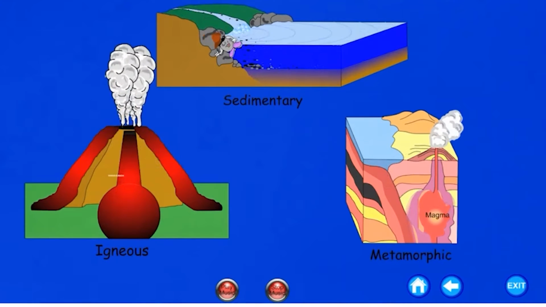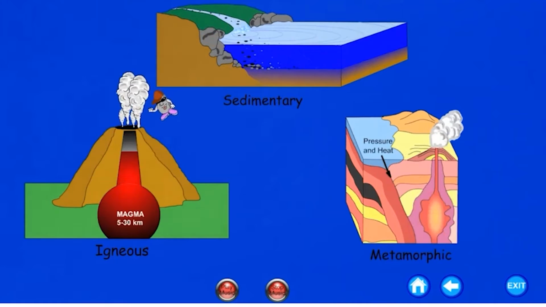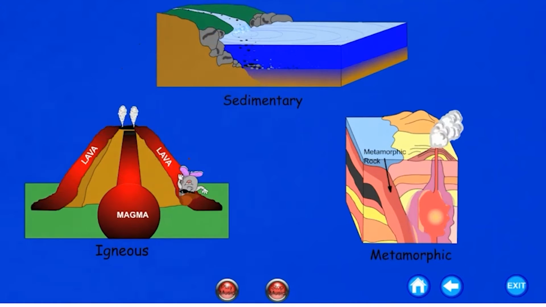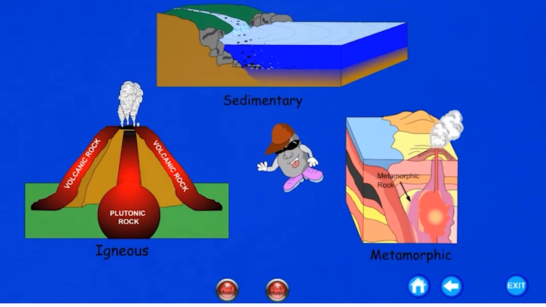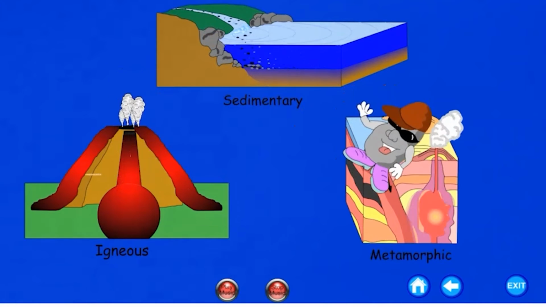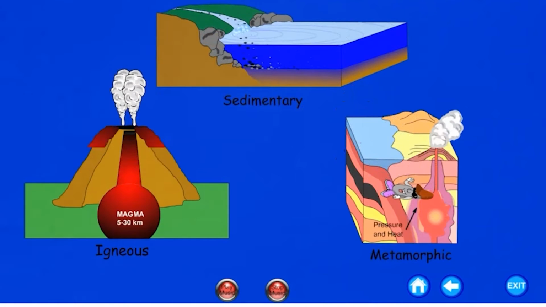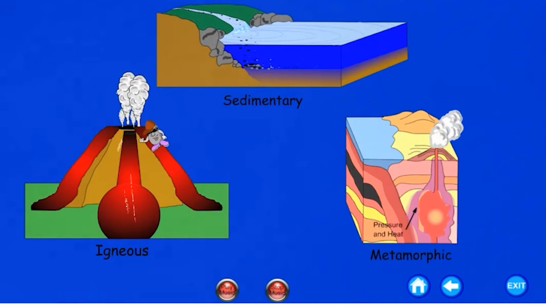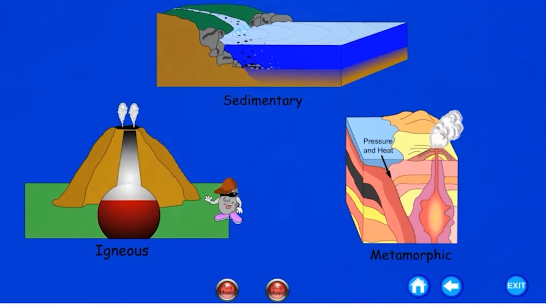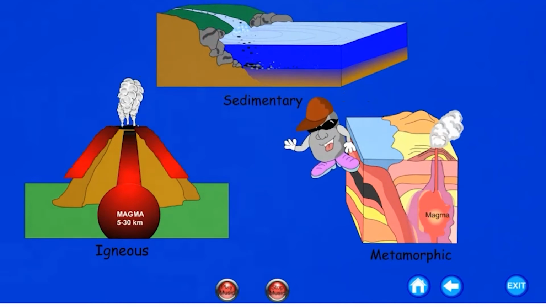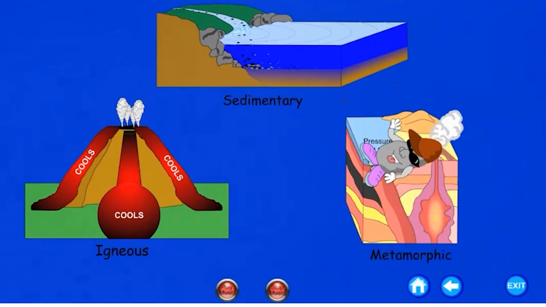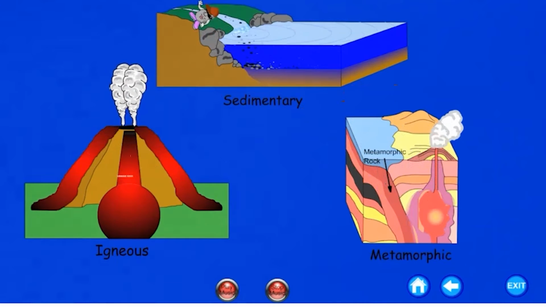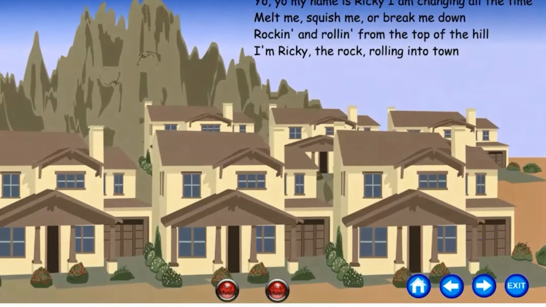Now let's go back and review the rock cycle. The rock cycle is made out of igneous, sedimentary, and metamorphic rock. Igneous rocks are rocks that were melted and then cooled. Sedimentary are those that are broken and then cemented together. And metamorphic are those that neither broke nor melted, but changed physically by pressure and temperature. Those are metamorphic rocks.